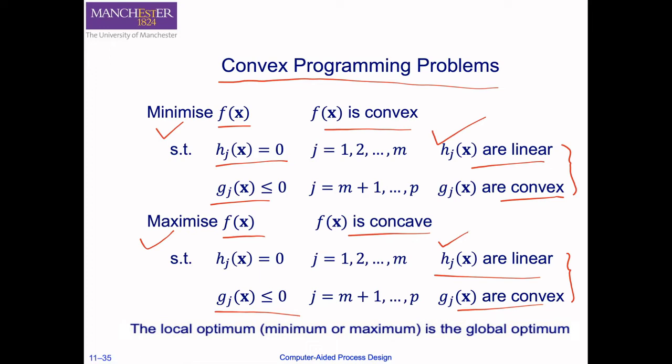If we have a convex optimization problem, then the local optimum is also the global optimum. In other words, for a convex optimization problem, if we find a local optimal solution, then this solution is also the global optimal solution. That means we can guarantee the global optimality for a convex optimization problem.